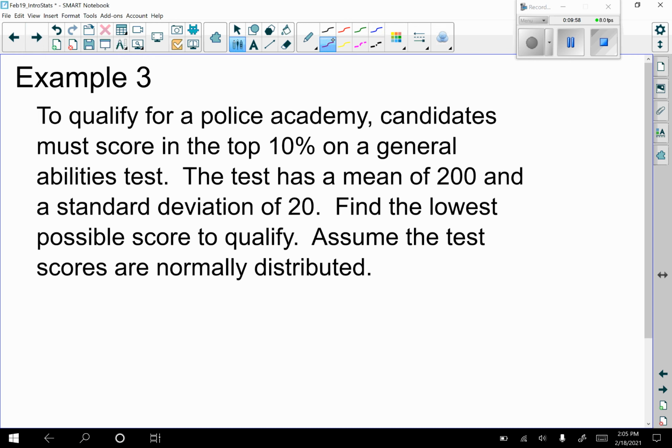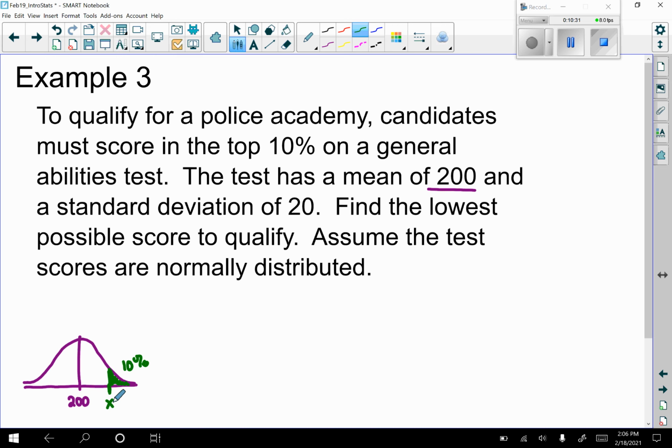All right, so let's take a look at this one. Again, I'm just drawing a normal distribution. Here we have the mean of 200, so right here in the middle, that's our population mean of 200 and a standard deviation of 20. We're asked to find the lowest possible score to qualify. Assume the test scores are normally distributed. So they must score in the top 10%. So right here, we've got our top 10%. So we're looking for this cutoff score, which is X.